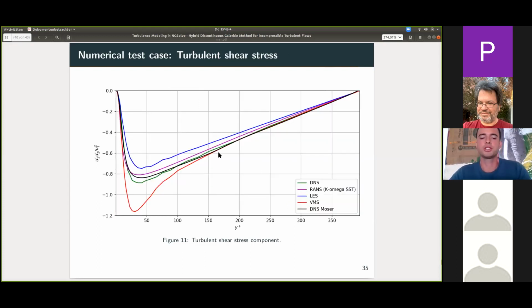Also, the turbulent shear stress is quite important, since then we are able to model this part of the Reynolds stress tensor quite well with our RANS model, which can be seen here. So therefore, we have a good agreement. For the VMS method, it's a little bit under-predicting. For the coarse DNS, we also have really good agreement, still better than the RANS model, and the LES is quite over the benchmark.